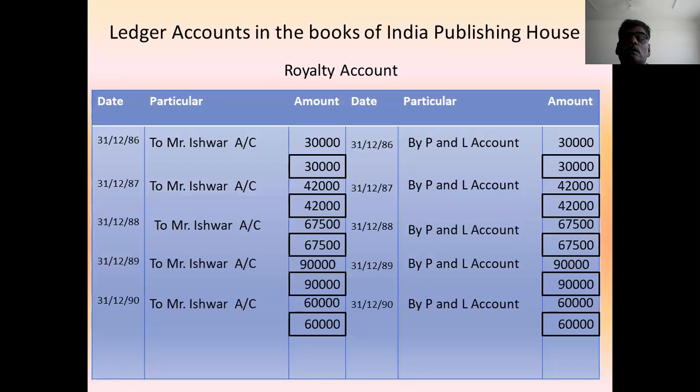Okay, this is the royalty account. On the debit side, to Mr. Ishwar, the author name, dated every year end, the amount is the royalty column amount. Date, by P&L account every year, the amount is the royalty column amount. This is the royalty account.